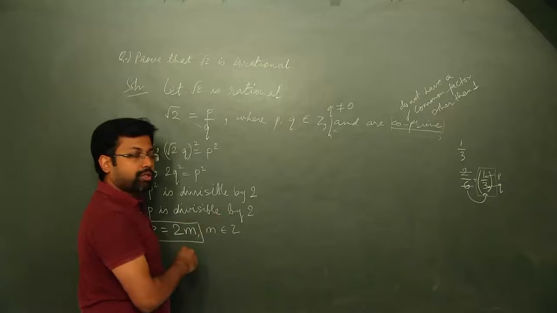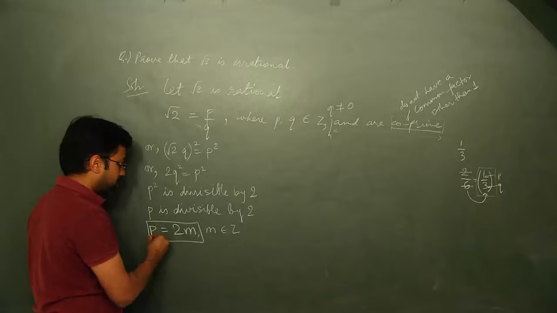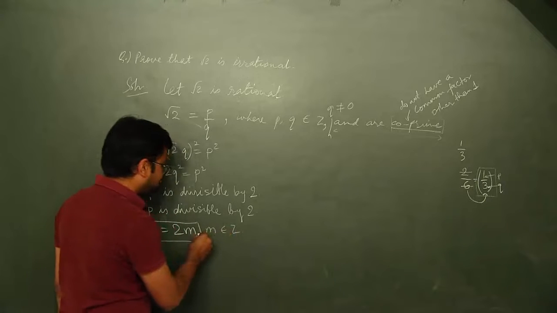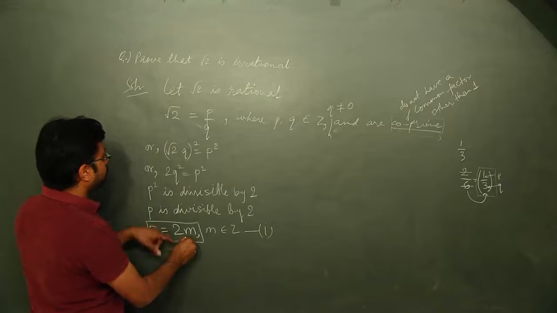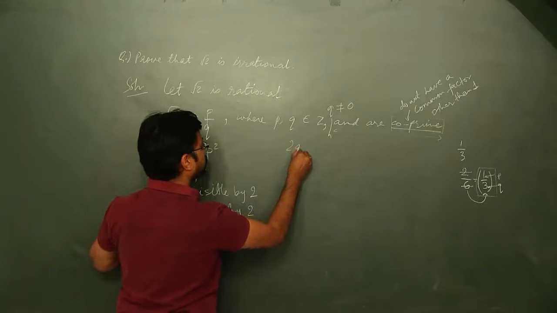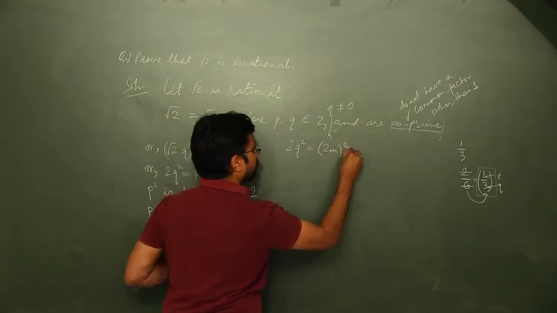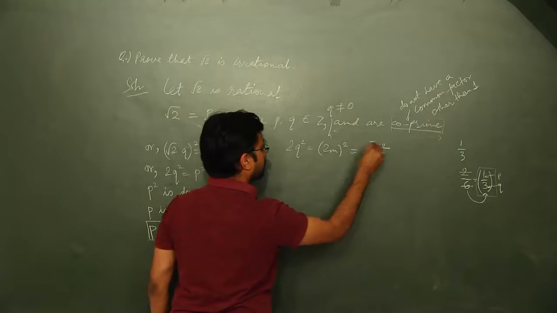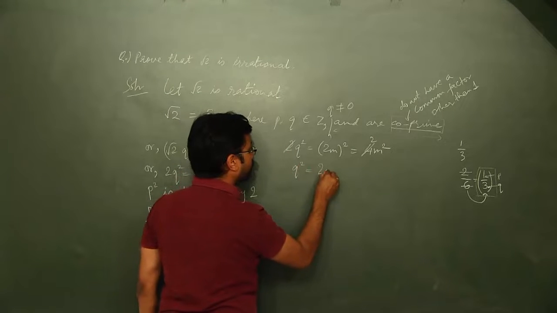Because it is divisible by 2, 2 will be a factor in p. This is the general form, where m is any integer. Let this be equation 1. Now p is equal to 2m can be substituted here. So what will this become? 2q square is equal to 2m square, which becomes 4m square. You cancel out 2 here, so you get q square is equal to 2m square.